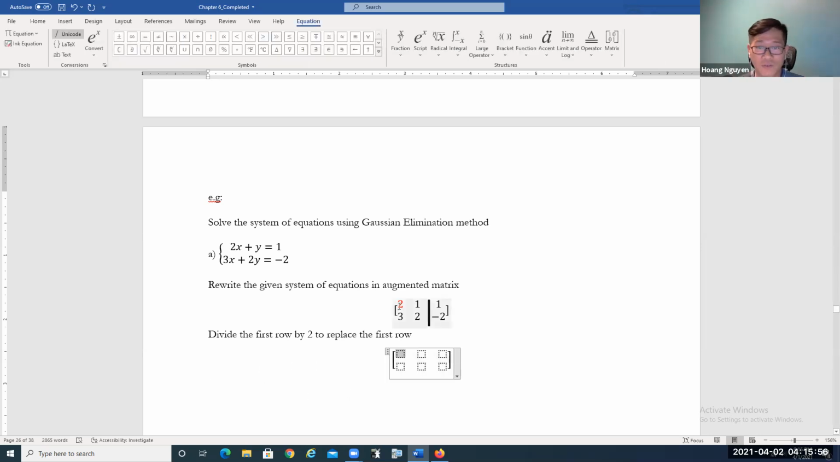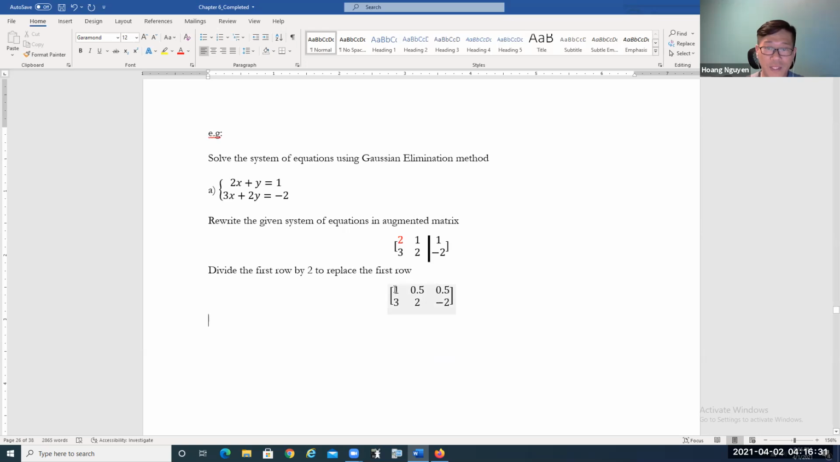Okay, so the first row is obvious. I will divide all the terms by 2. So 2 divided by 2 is going to give you 1. 1 divided by 2 is going to give you 1/2 or 0.5. 1 divided by 2 is going to give you 0.5. You might keep it as a fraction or a decimal, just make sure that it's equivalent. For the second row, I'm not going to do anything, so we'll copy that: 3, 2, and -2. Make sure that everything looks good.